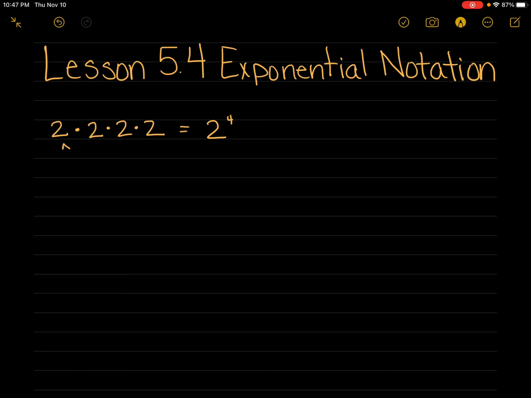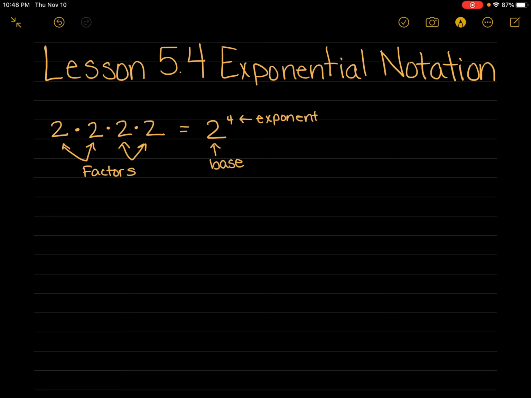So these right here, all of these are called factors, right? We've talked about factors before. Factors are the numbers that when you multiply, it gives you another number. So those are my factors. Over here, this is called an exponent. That little bitty number is called an exponent. And this is our base number.